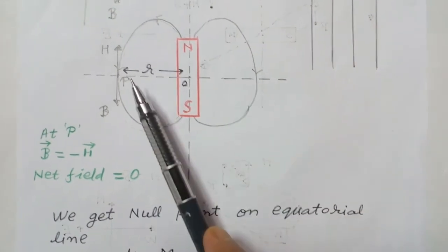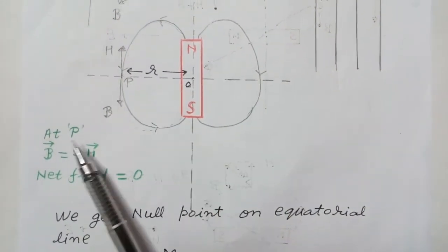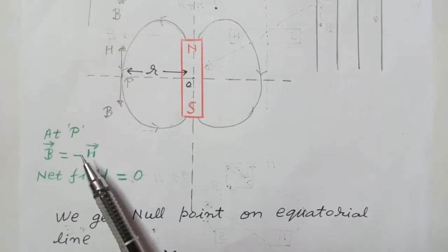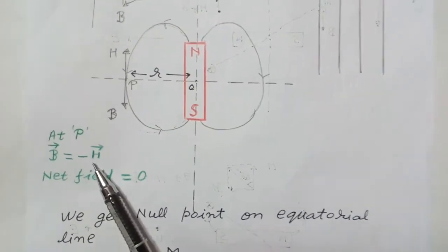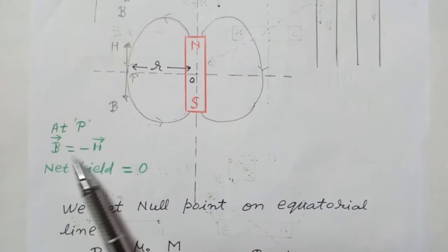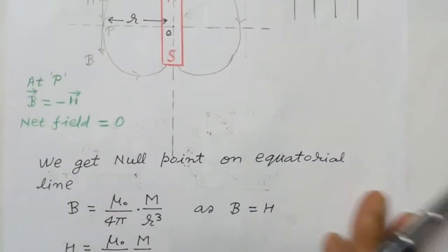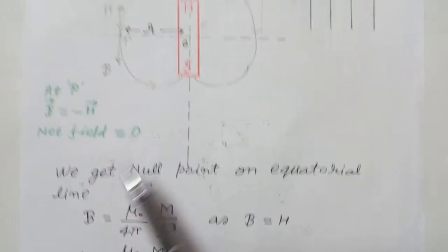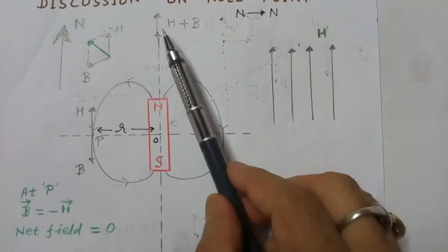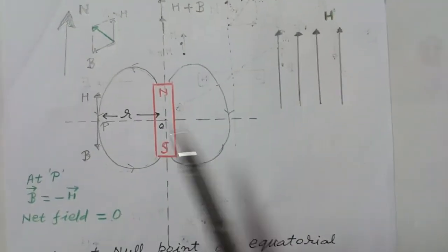So at this point P, vector B is equal to minus H. Their magnitudes are equal but their directions are opposite, so net field is 0. So we get null point on equatorial line when north pole is kept along the north direction when we draw magnetic field lines.